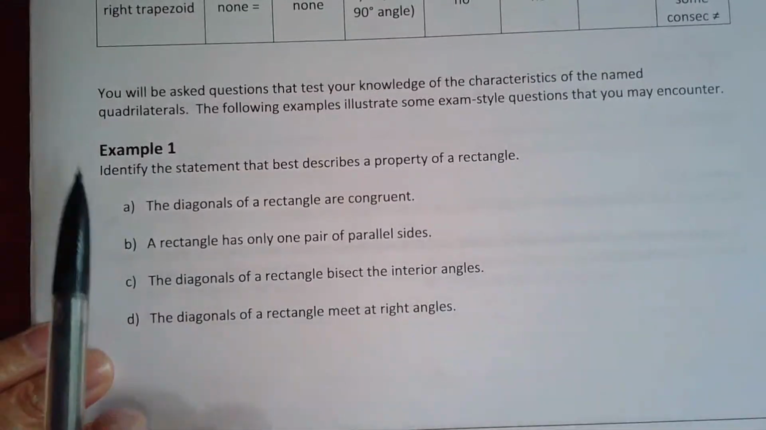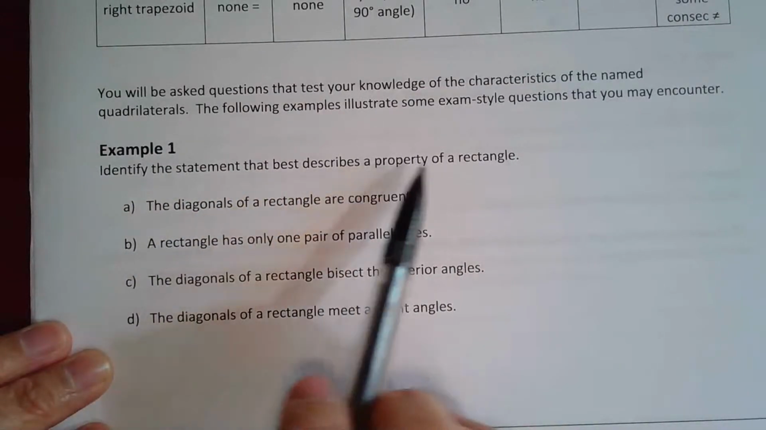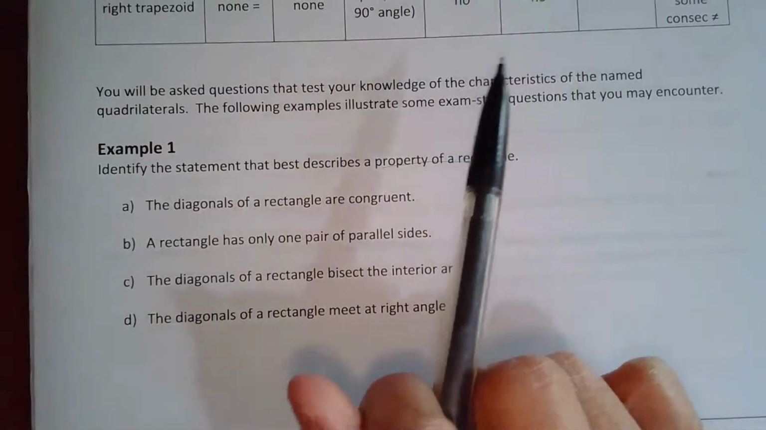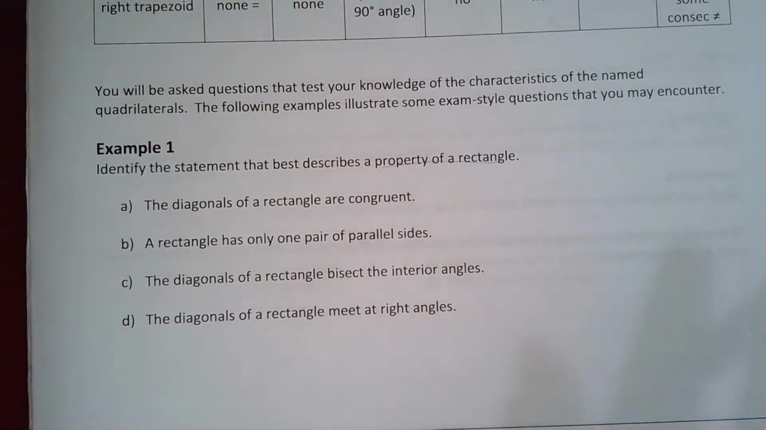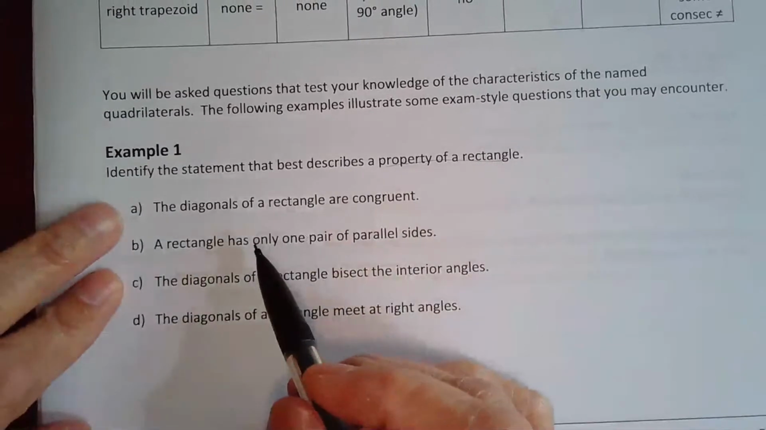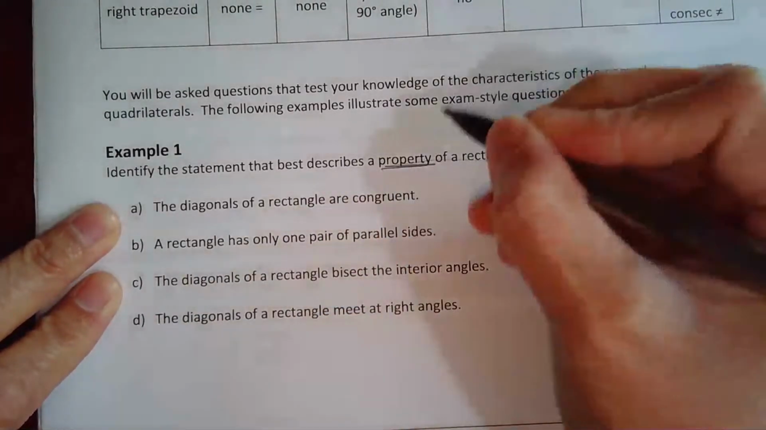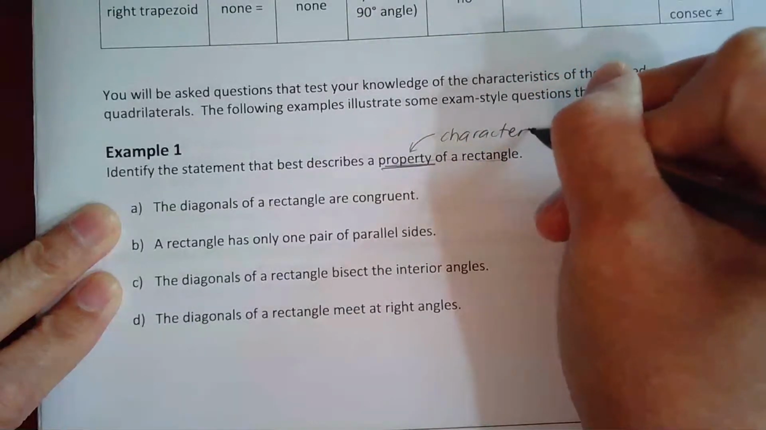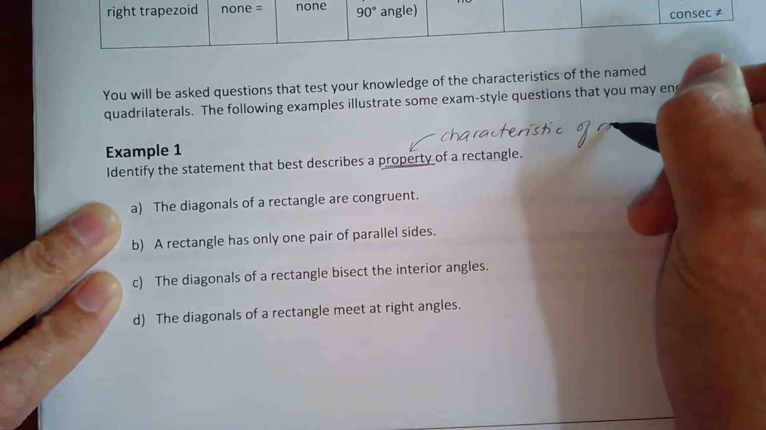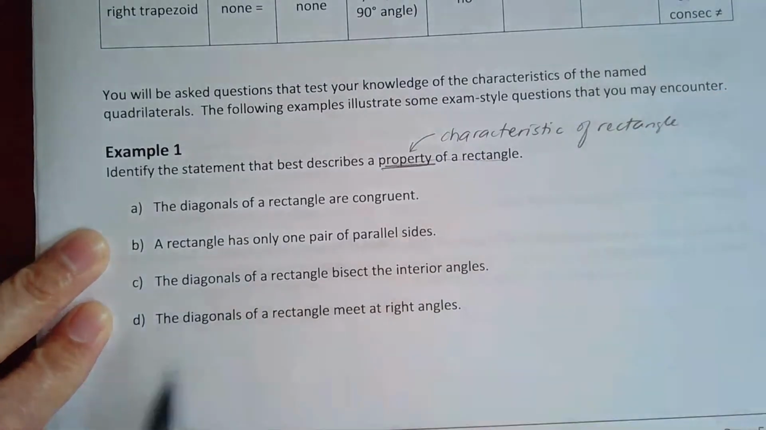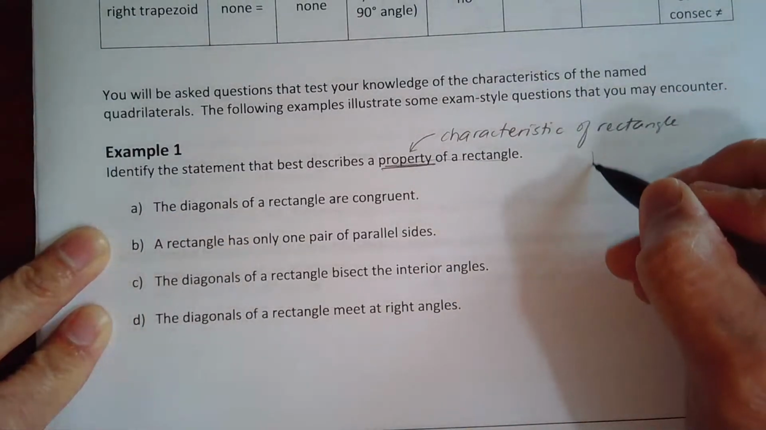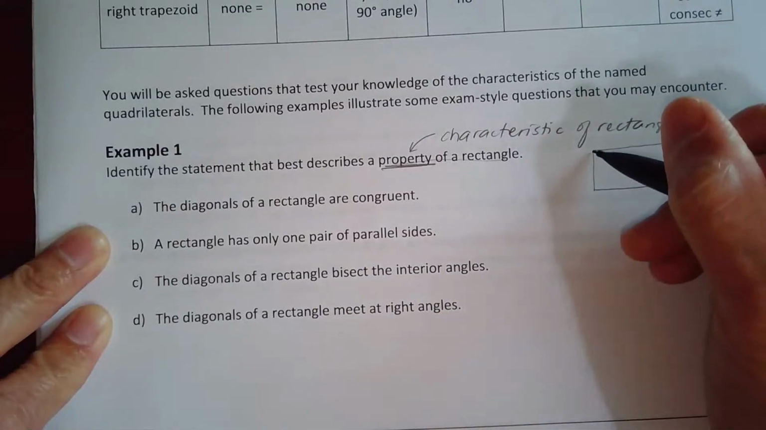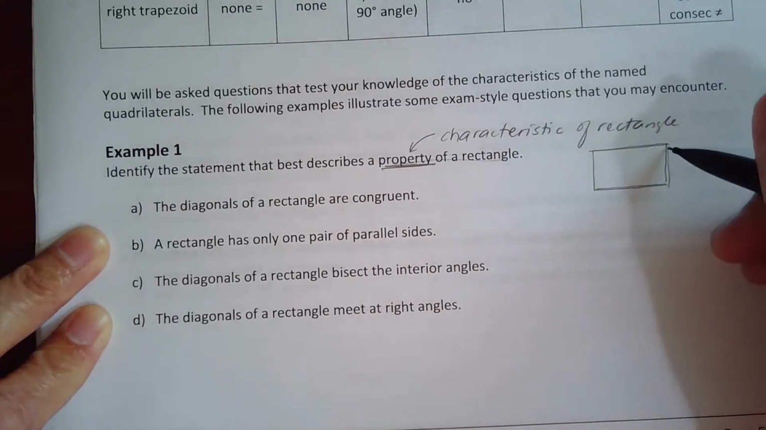Example 1. Identify the statement that best describes a property of a rectangle. So which one of these is a property or characteristic of a rectangle? Okay, diagonals. Okay, let's just draw a rectangle here, just a rough sketch of what a rectangle looks like.